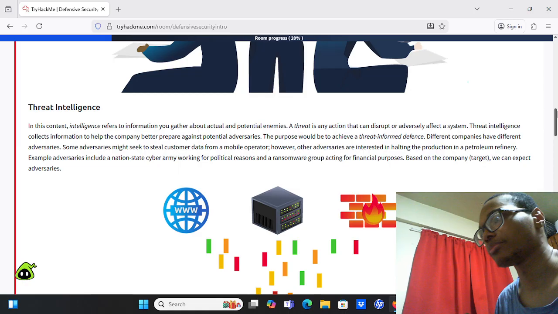And we see the web, the server, and the firewall. The firewall. That picture. Let's read on. Intelligence needs data.